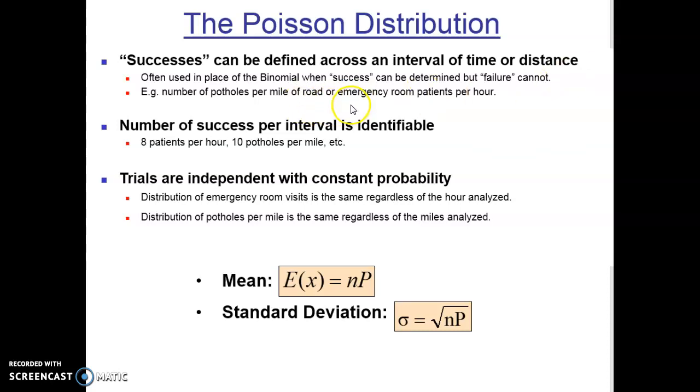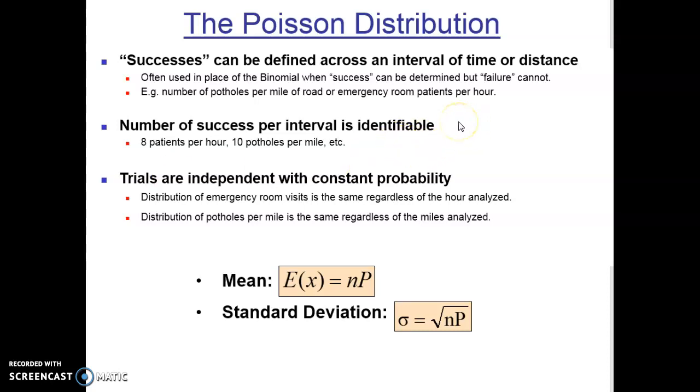For example, if we're looking at the number of potholes in a mile of road or emergency room patients per hour, you're either looking at time per hour or distance, miles, and you're measuring the number of successes. The other thing that has to be considered with Poisson is the number of successes in the time or distance interval must be identifiable. So you must be able to say there's 8 patients per hour or 10 potholes per mile. You have to be able to quantify that.